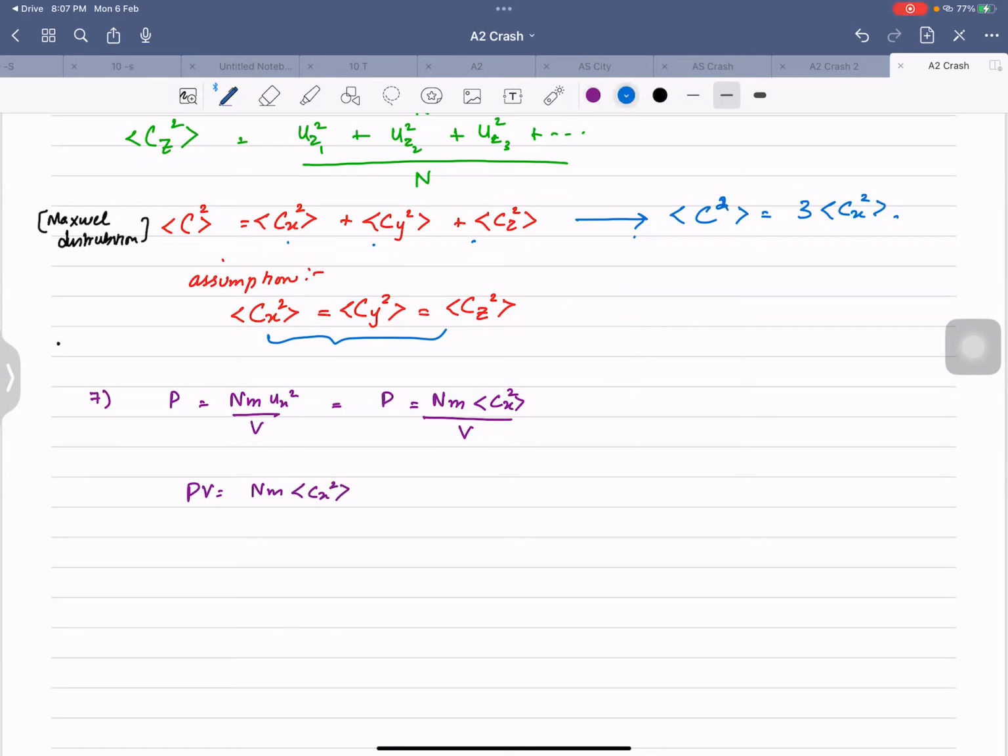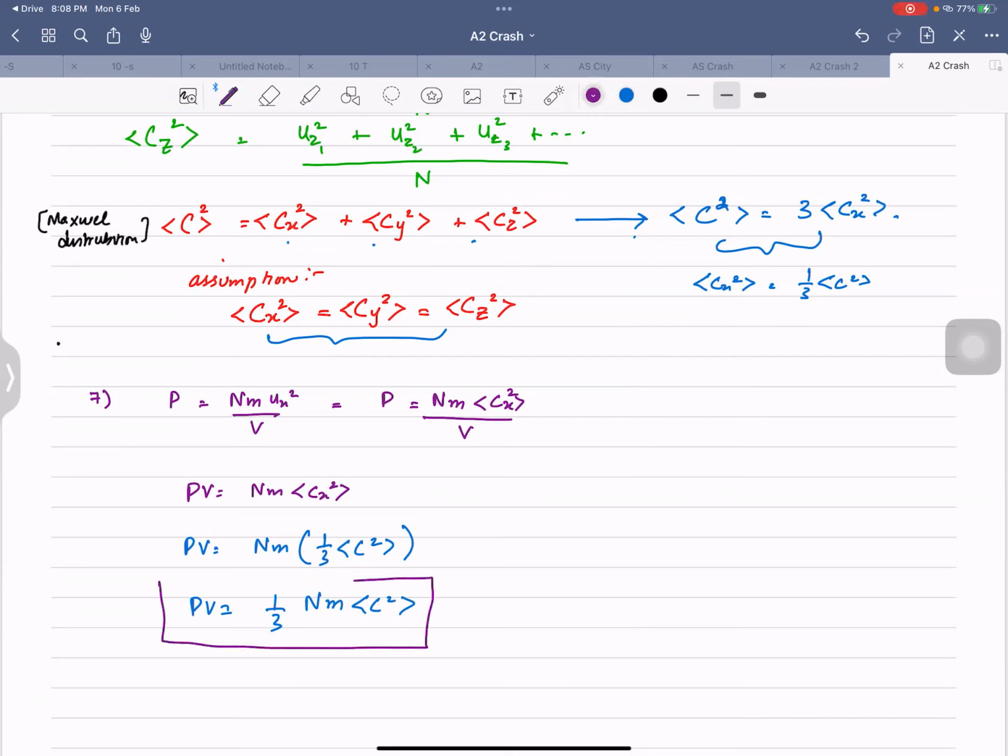So it's going to be PV equals Nm Cx square. And then because I know that Cx square from this part can be regarded as 1 by 3 c square, I'm going to replace this right here. If I replace this, then it becomes PV equals Nm times 1 by 3 c squared. And that's how I got 1 by 3 Nm c squared. That was basically the goal of doing all this. All right. Is that clear, everyone?